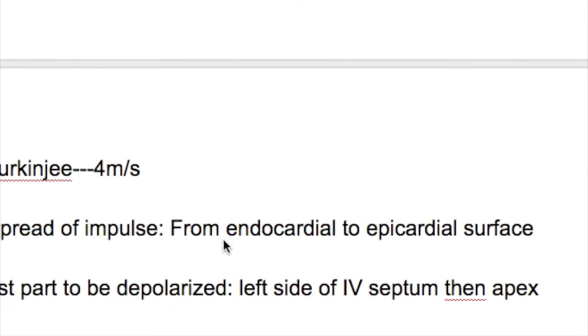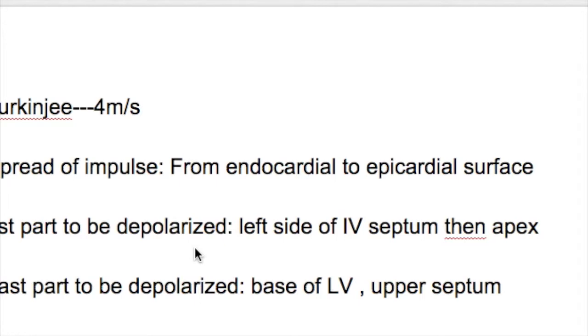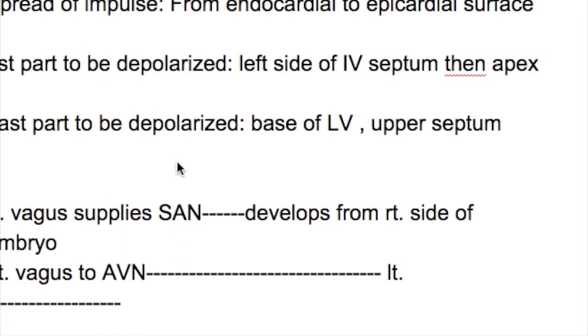How is the impulse spread? It is spread from the endocardial to the epicardial surface. What is the first part to be depolarized? It is the left side of the interventricular septum and then the apex. And what is the last part to be depolarized? The last part to be depolarized is the base of the left ventricle and the upper part of the septum.